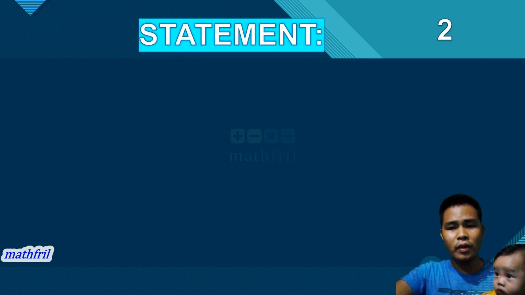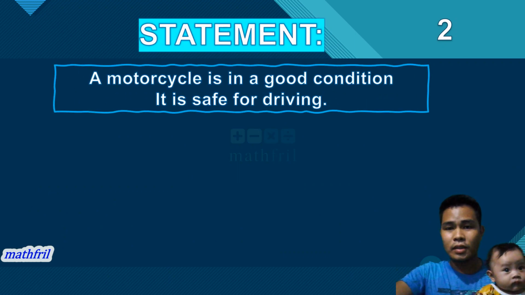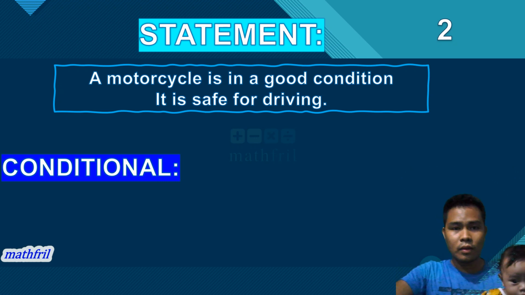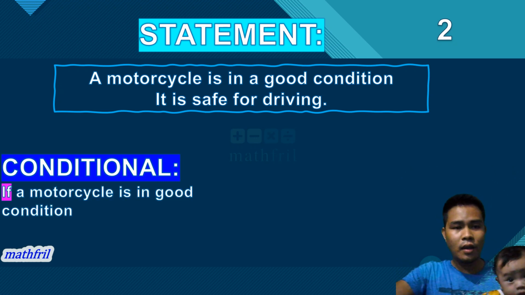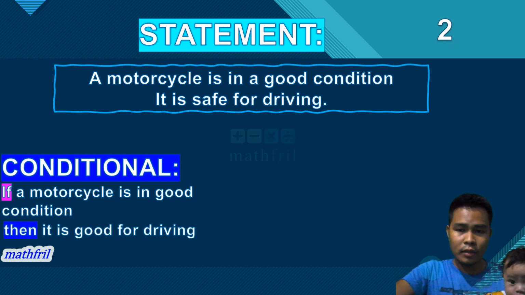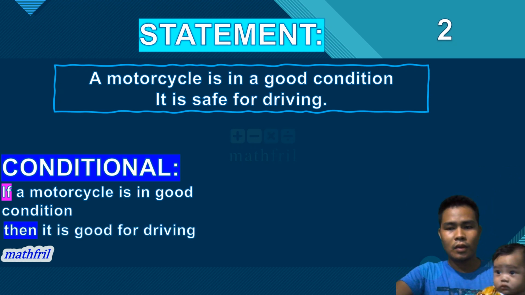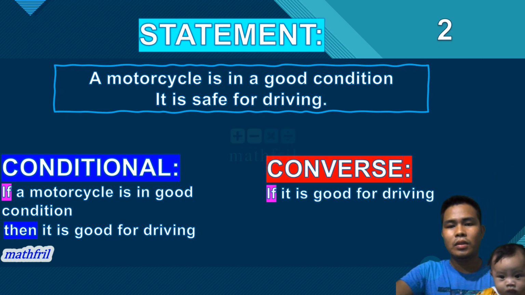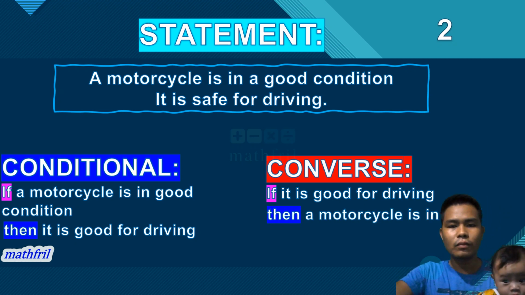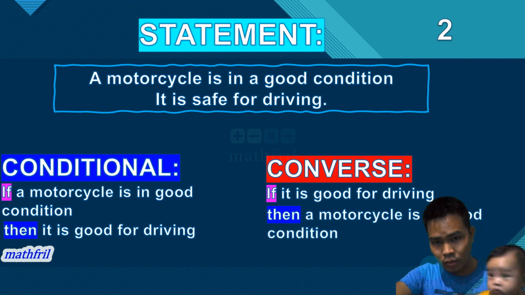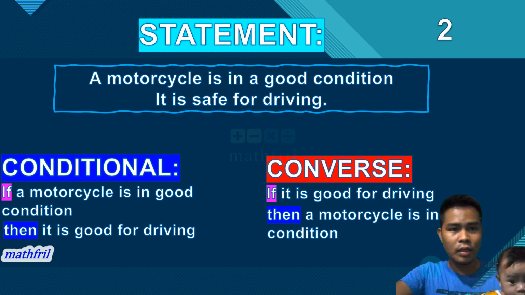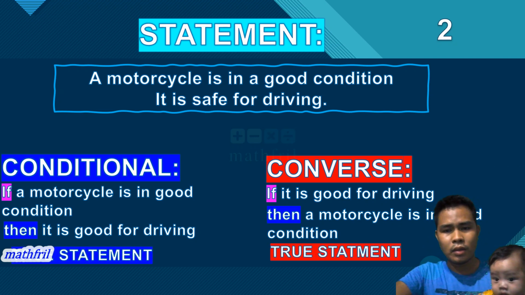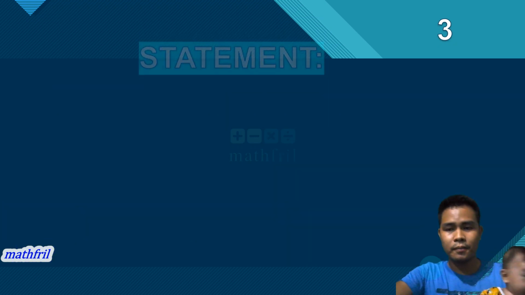Number two example, we have here: motorcycle is in good condition. It is safe for driving. If the motorcycle is in good condition, then it's good for driving. And the converse is, if it's good for driving, then the motorcycle is in good condition. So that's the idea of converse. And this is a true statement. And this could also be a true statement.